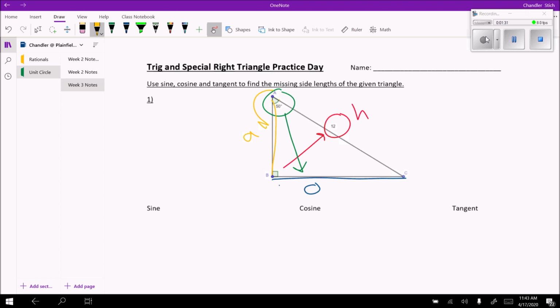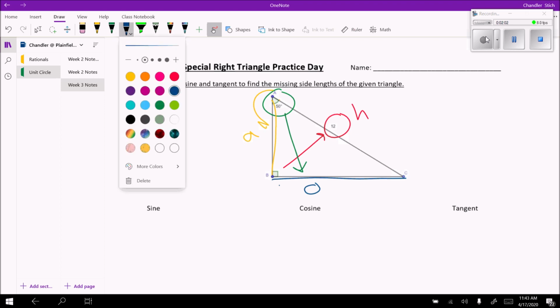The only side I'm given is my hypotenuse. The other two sides I don't know yet. That's the whole point of using trigonometry, to figure out what those other side lengths are. Alright, let's start with sine. I'm going to set up all three of these, and then we can figure out which one's easiest to solve.